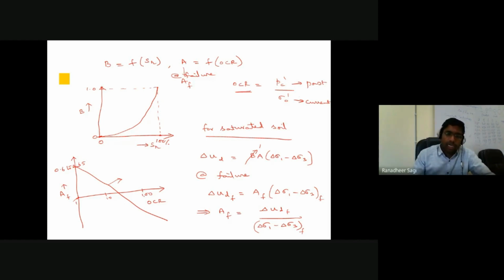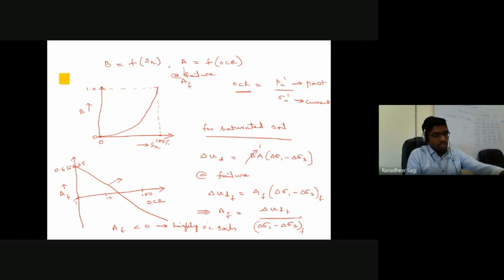Okay, so in soils which are said to be highly over consolidated, I repeat, for soils which are highly over consolidated, your AF value can even be negative. So AF is even less than 0 in the case of highly over consolidated soils. Less than 0 in the sense that the AF value can even be negative in the case of soils which are highly over consolidated.